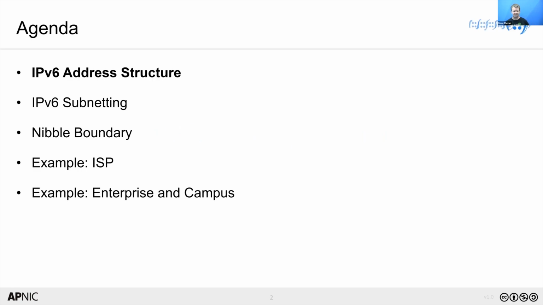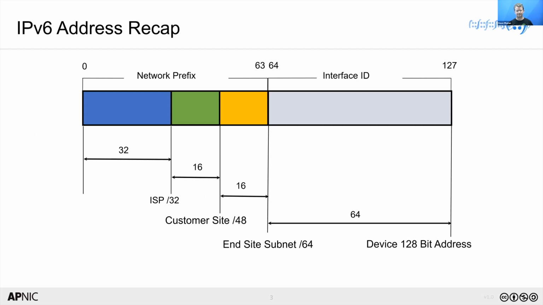We'll do a quick recap of the address structure and subnetting. We'll talk about nibble boundaries, and then we'll give you a couple of examples of how you would address plan for an ISP, which could also be some of the bigger RENs that are out there. Depending on how much size you've got, if you're the overarching REN, you may well have a /32, and you may delegate /48s to your member institutions. So don't just think about it in terms of I'm an enterprise, I'm a campus. Think about it at a higher level.